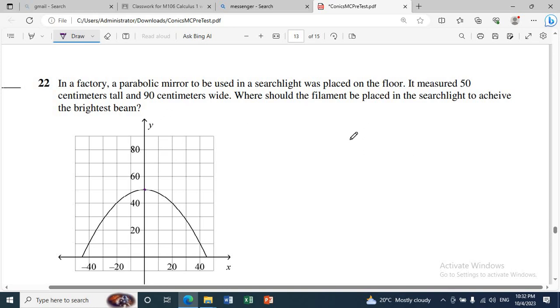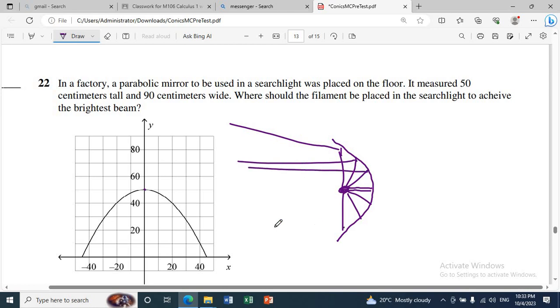This is like the concept of the headlight of a car. The headlight of a car is like this. It's parabolic, and the filament is located here, so that when this emits light, it is reflected by the parabolic mirror, and after that, it will bounce out. That's how all the light goes out in parallel.